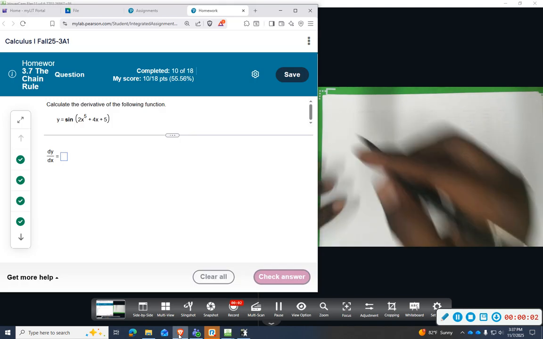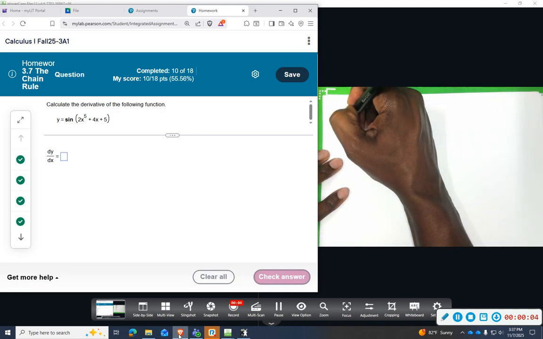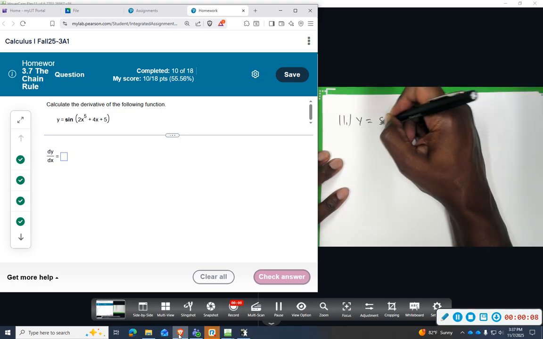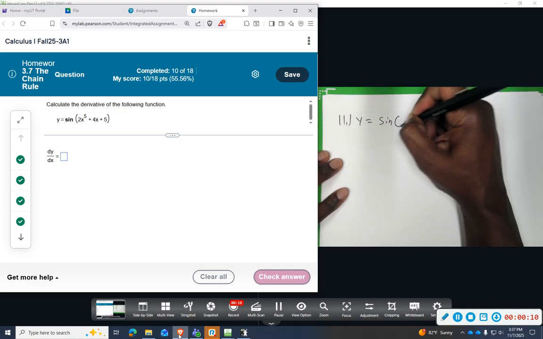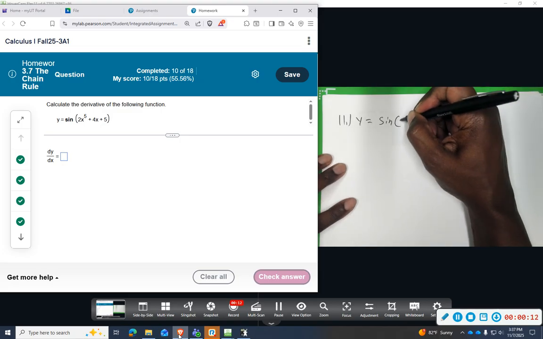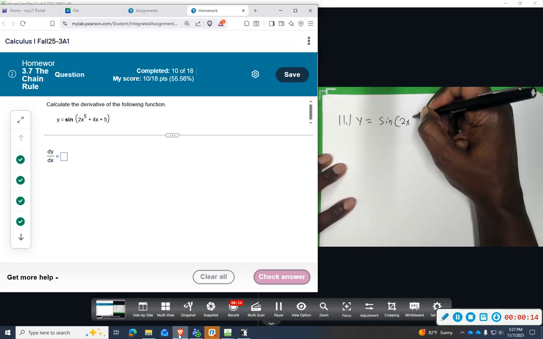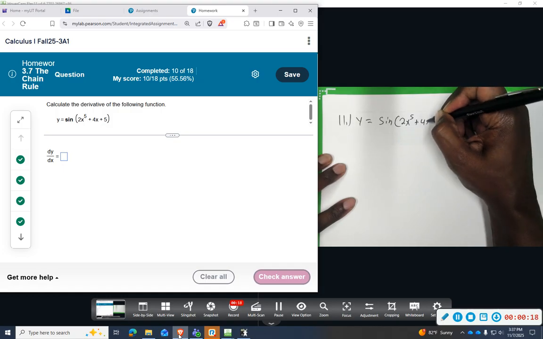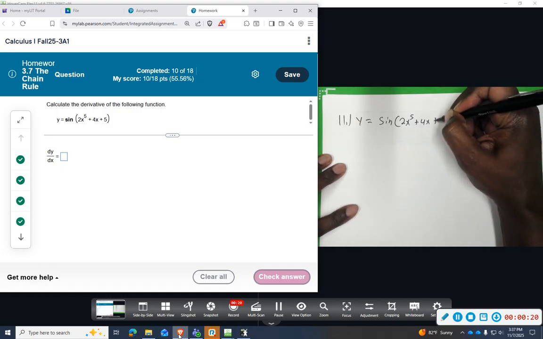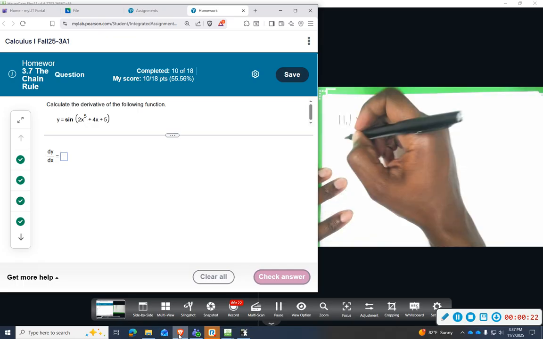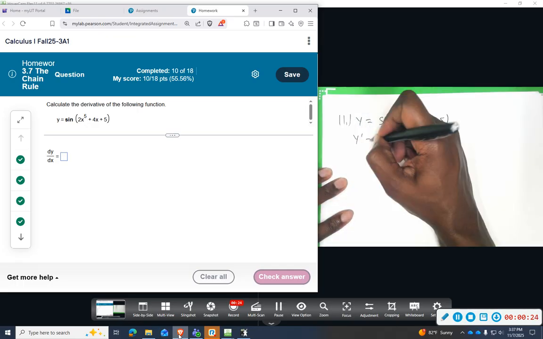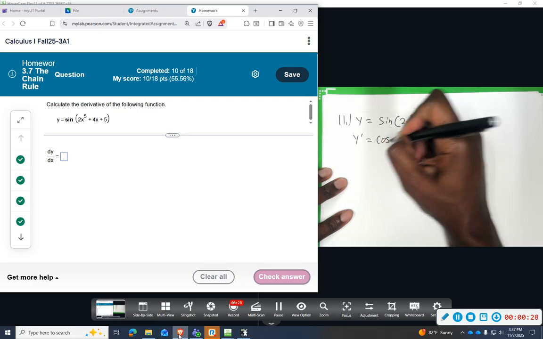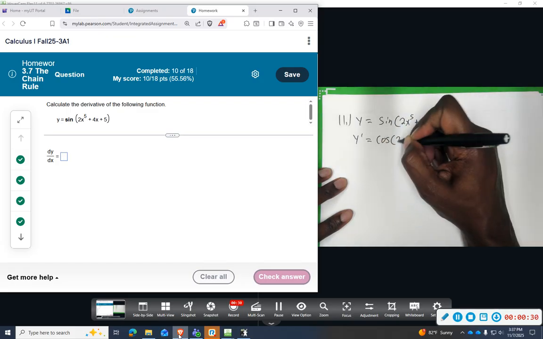All right, number 11. We're going to find the derivative of sine evaluated at 2x to the 5th plus 4x plus 5. All right, derivative of sine is cosine. Leave the argument the same.